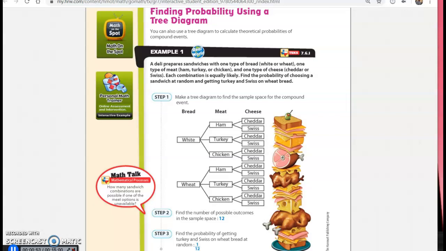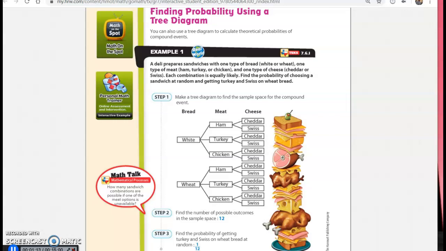A deli prepares sandwiches with one type of bread, that's either white or wheat, one type of meat, ham, turkey, or chicken, and one type of cheese, that would be cheddar or Swiss. Each combination is going to be equally likely. We're going to find the probability of choosing a sandwich at random, getting turkey and Swiss on wheat bread.